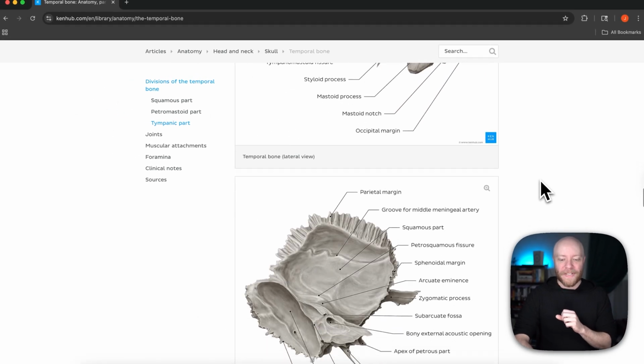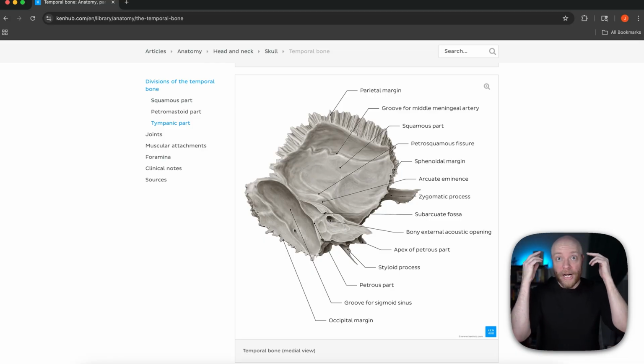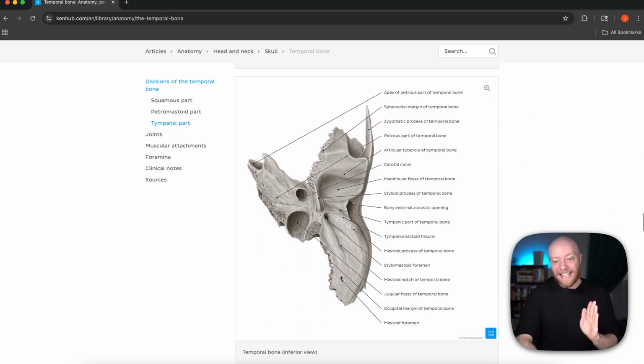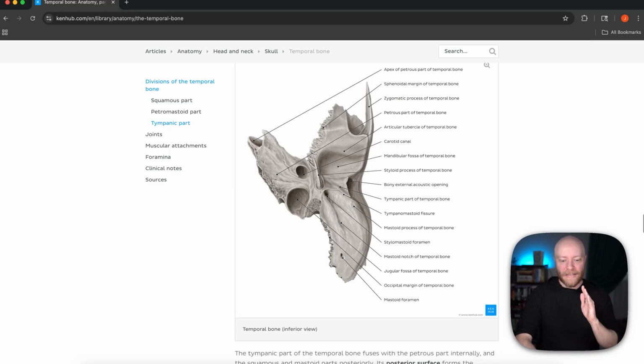But what's really cool is, watch this. If we go down, you can also see an image of what it looks like on the medial side, right? So this would be inside of the neurocranium, or that cranial vault, inside of the skull where the brain would be. You can see a whole lot of different bony landmarks. Super, super cool. And in fact, it doesn't end there. We even have an inferior image of this. Super cool to just be able to see these how they are.